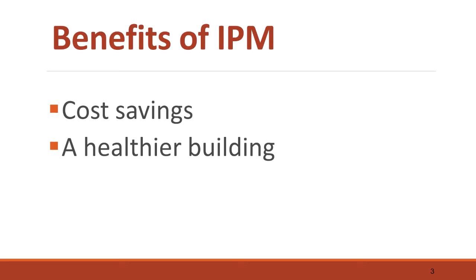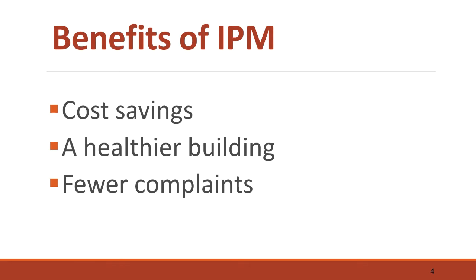Many of us have family members with asthma or who are sensitive to or allergic to pesticides. Fewer complaints. Work orders will increase at first, since residents and staff will be encouraged to use the work order system. But when repairs have been made for prevention, there will be fewer work orders than ever. A Boston Housing Authority development reduced cockroach work orders by 68% after only 1 year of IPM.